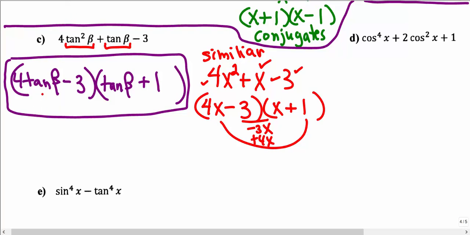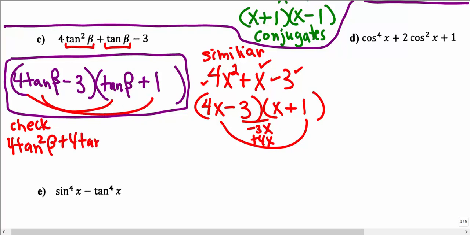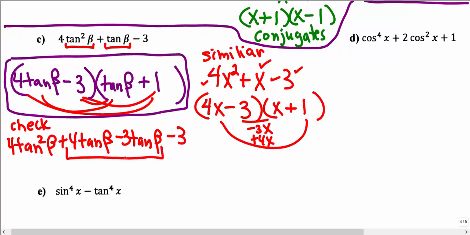So let's check. First times the first gives 4 tangent squared beta. Outer times the outer gives positive 4 tangent beta. Inner times the inner is minus 3 tangent beta. Last times the last, negative 3. And we see that the two middle terms would combine to give me positive tangent beta, which is exactly what we started with.